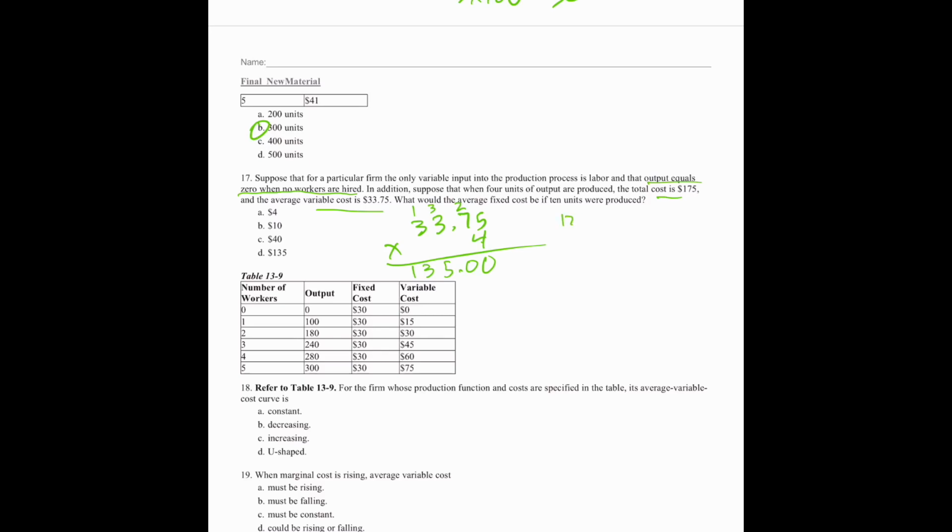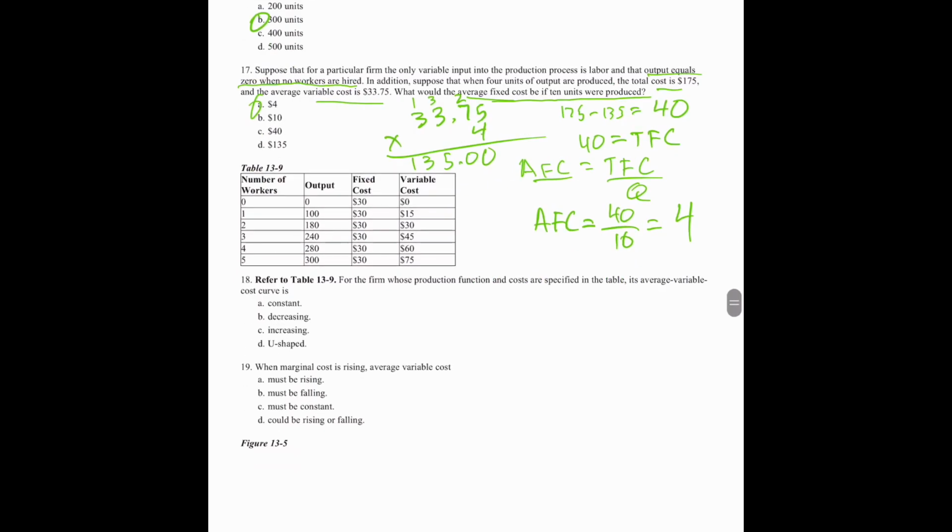So if we take that 175 of our total costs, subtract off our total variable costs of 135, we get 40. So then 40 is equal to our total fixed costs. To find the average fixed cost for 10 units, we just divide that by Q, which is 40 over 10, which is equal to 4. Our answer is A. 18.